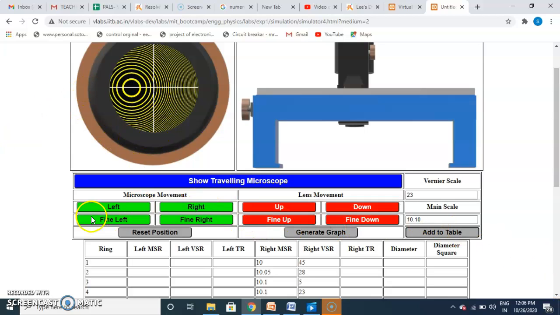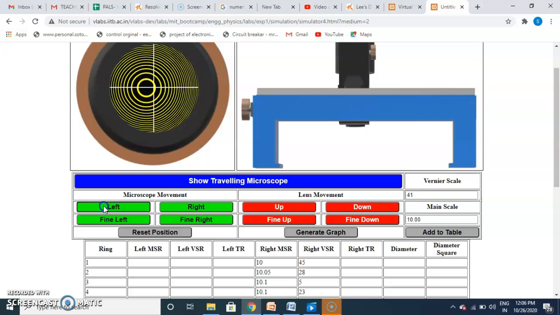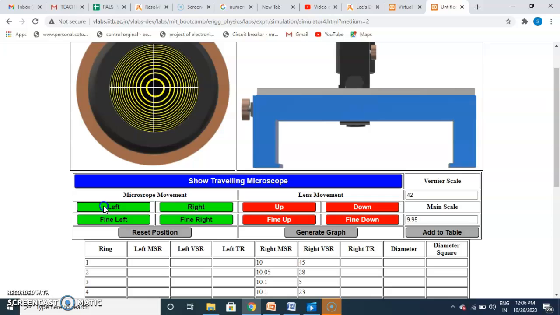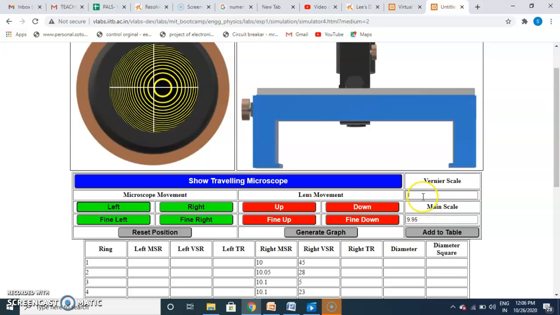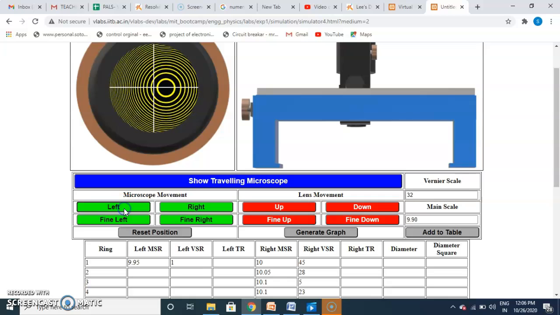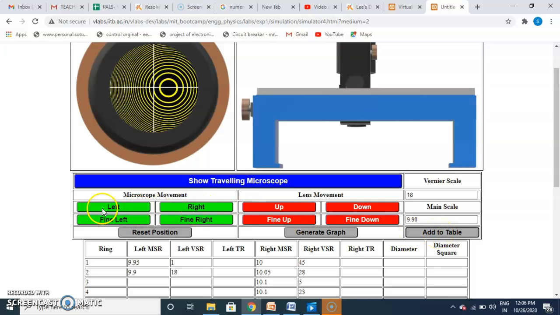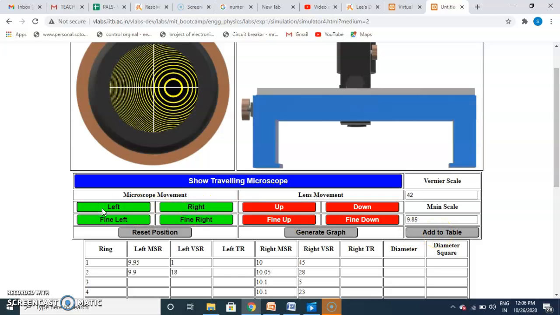So now we are going to move to the left side. Just see, first ring on the left side and coincide at the one end. Now just note the vernier scale 1, main scale 9.95. Add to the table. Again I'm moving to the second ring. Vernier scale 18, main scale 9.90. Add to the table. Again I am moving to the third ring.